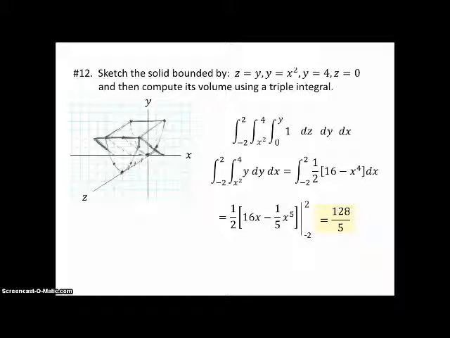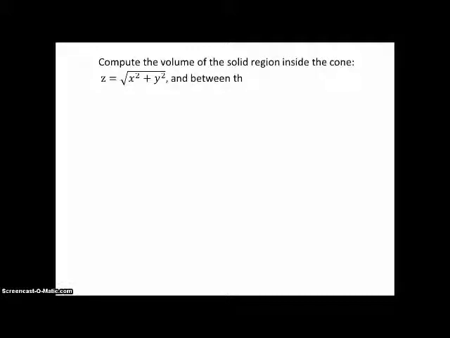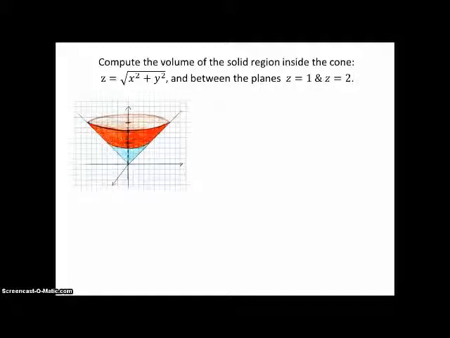So now I'd like to take a look at a problem from a different textbook that presents some difficulties I couldn't find in the examples in your textbook. Compute the volume of the solid region inside the cone z equals x squared plus y squared and between the planes z equals 1 and z equals 2. So the red region is the volume we're trying to compute.